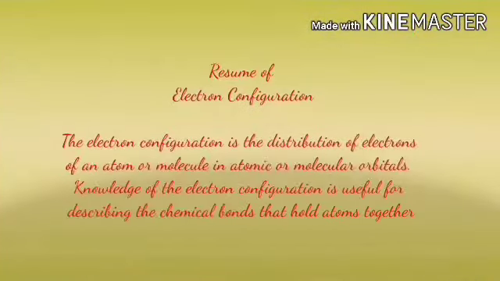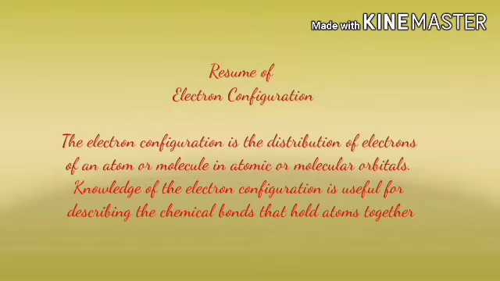So, students, do you remember our lesson last meeting? Yes, that's right. We learned about electron configuration. Electron configuration is the distribution of electrons of an atom or molecule or other physical structure in atomic or molecular orbitals.